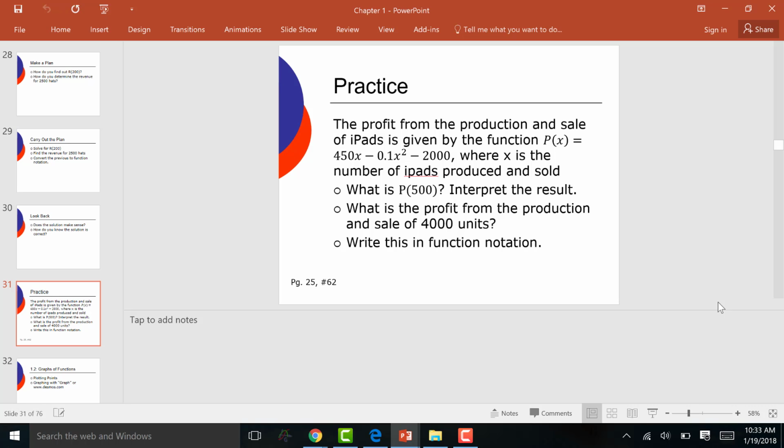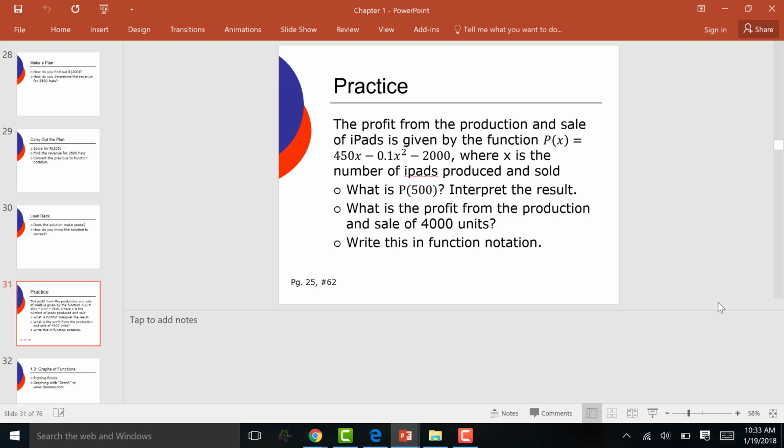All right, the profit from the production and sale of iPads is given by the function P of X is equal to 450X minus 0.1 X squared minus 2,000, where X is the number of iPads produced and sold. First question, why did they use the letter P for P of X? It means profit.